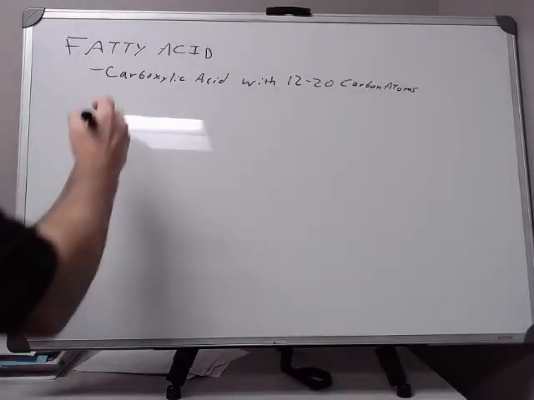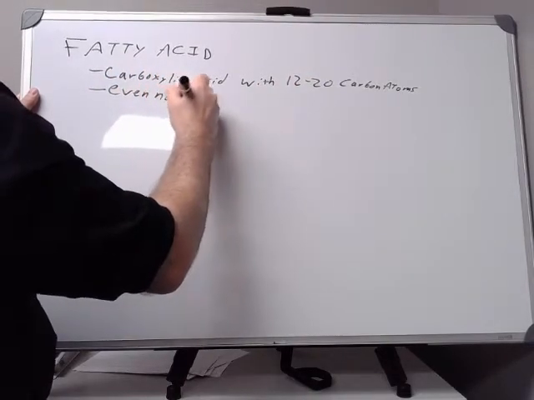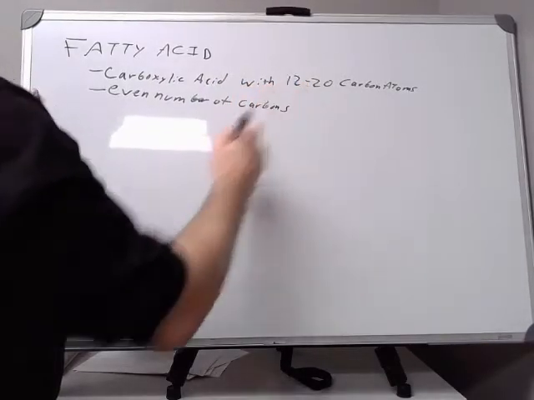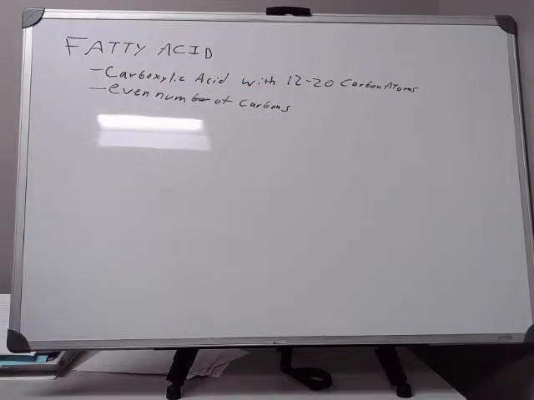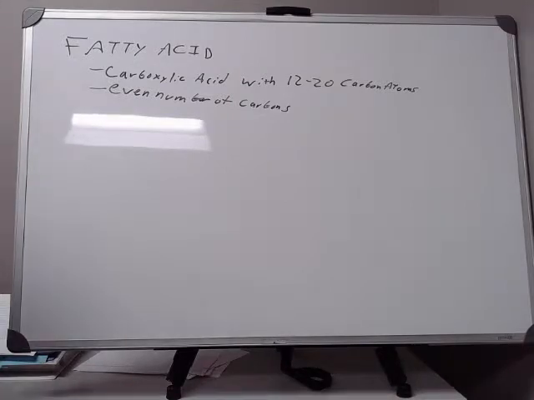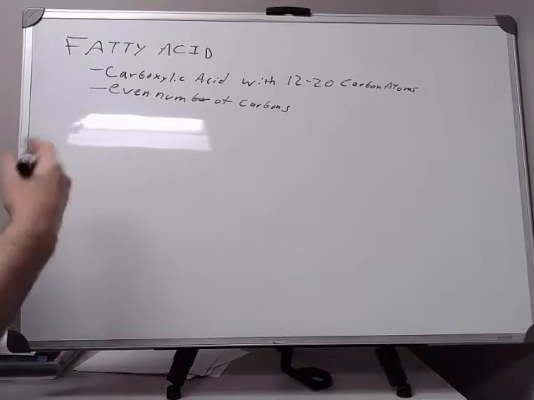They usually have an even number of carbon atoms. And that has to do with the way that they're synthesized by living organisms. They're put together 2 carbons at a time, and so we end up with an even number of carbons at the end. The way that we describe these fatty acids is that we say that they have a tail group and a head group.